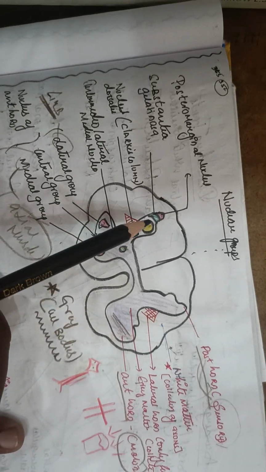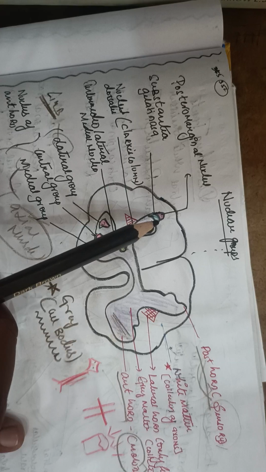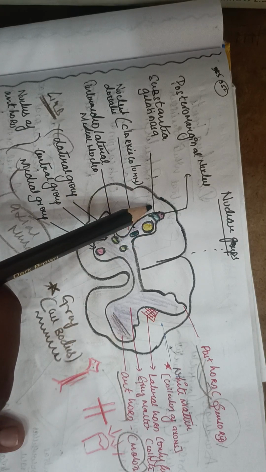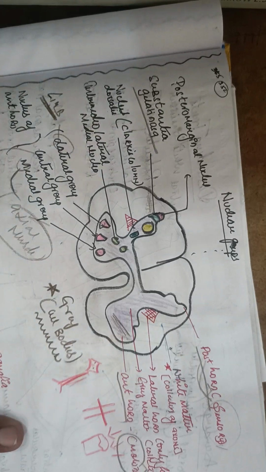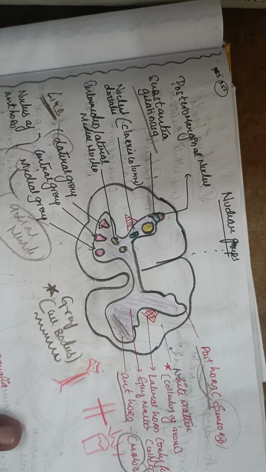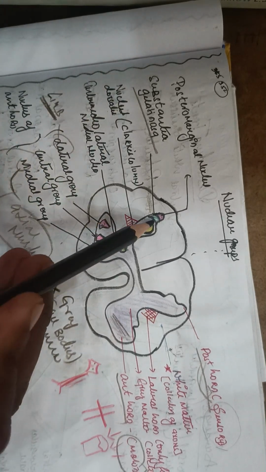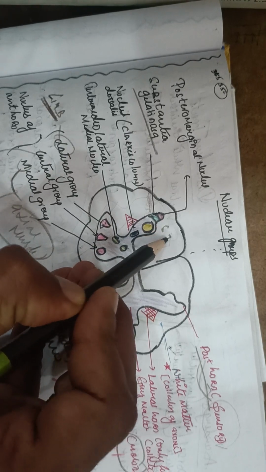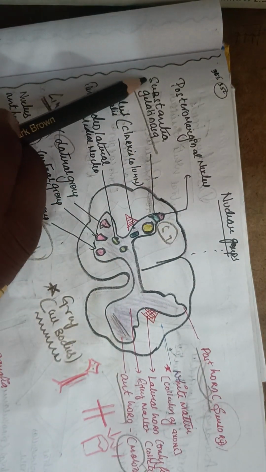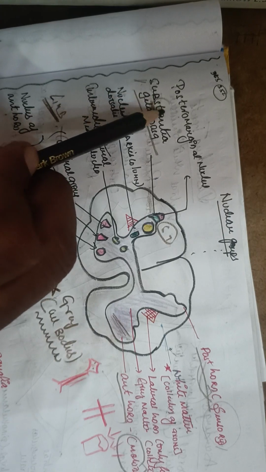So let us look into the first important aspect, the substantia gelatinosa. If you observe carefully here, this is the substantia gelatinosa. Now, what is the function of this substantia gelatinosa? Remember that this is the nucleus for the spinothalamic tract, ST. S for substantia, S for spinal, ST, it is spinothalamic.